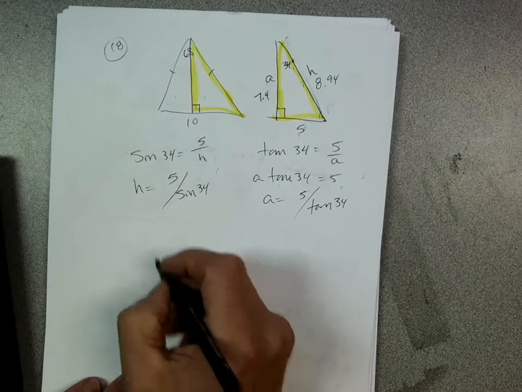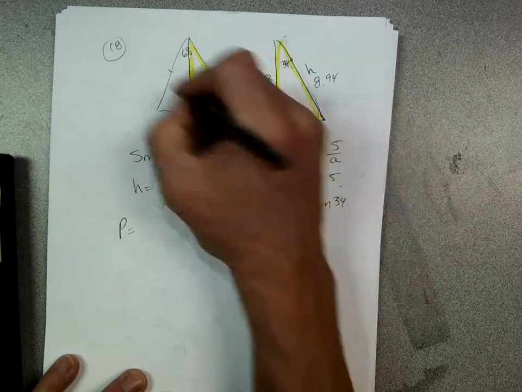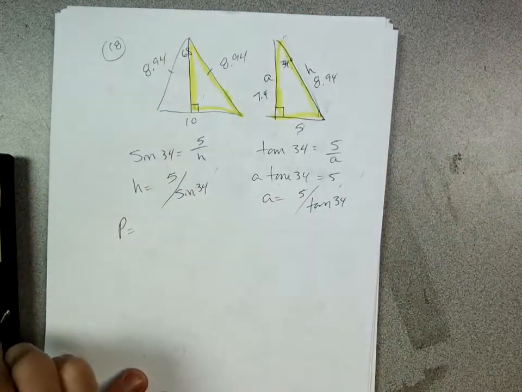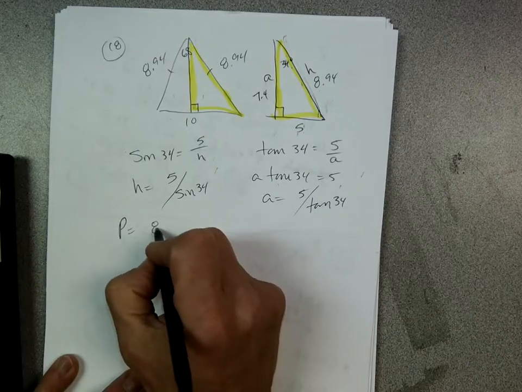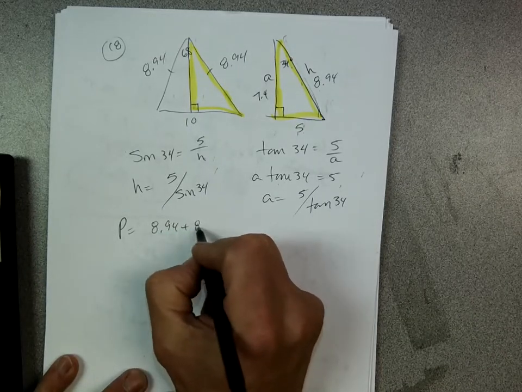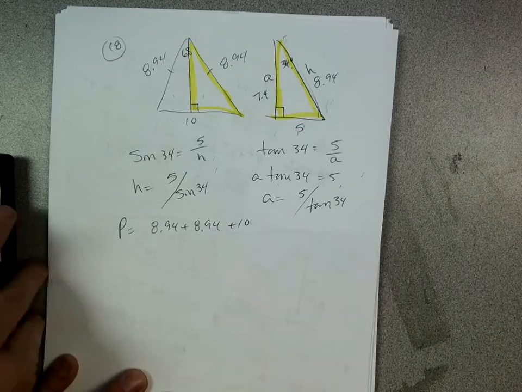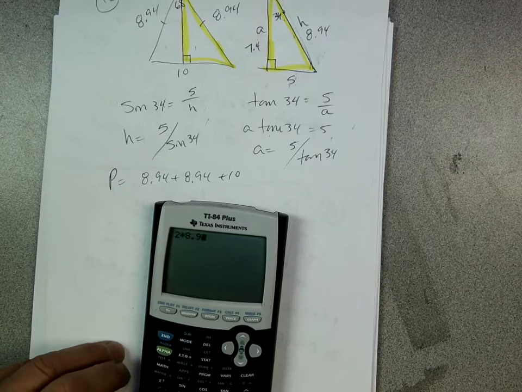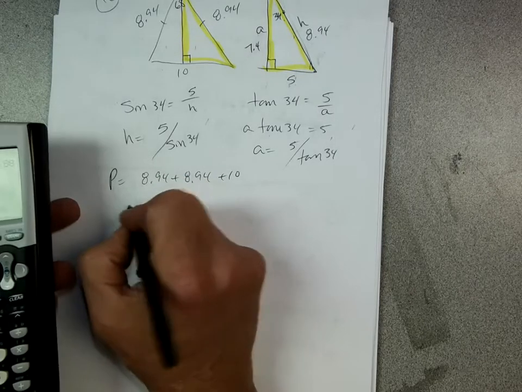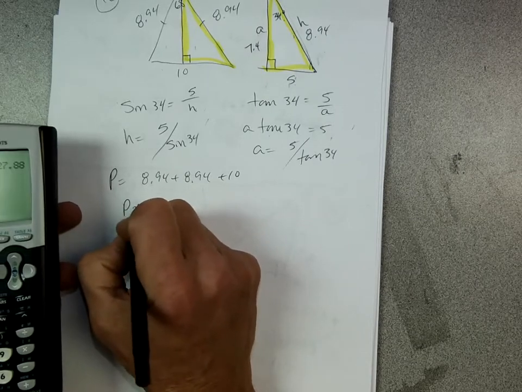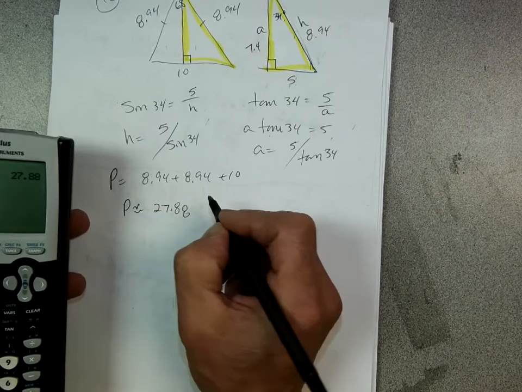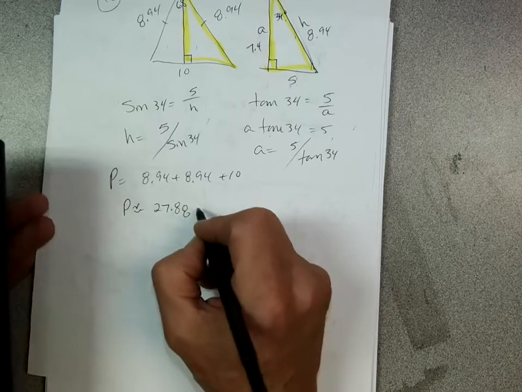Okay, now perimeter's easy and area's easy. Let's do, first of all, perimeter. So if this is 8.94, this is 8.94, and that's 10. So perimeter's going to be 8.94 plus 8.94 plus 10. All right, calculator time. 2 times 8.94 plus 10 is 27.88, approximately. So the perimeter is approximately equal to 27.88, and that's in terms of centimeters.